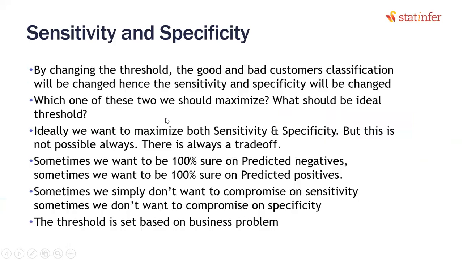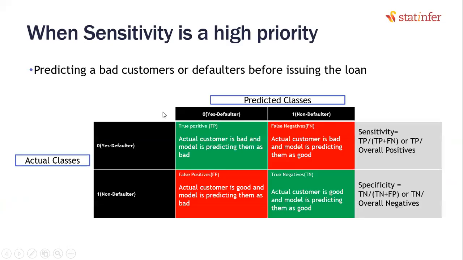It all depends. Let me give you one example. You are predicting whether a customer is a good customer or a bad customer. Let us suppose class 0 is a defaulter, a bad customer. That means you are going to give a loan and your target value is 0 or 1. 0 means bad customer. Let's say 1 means good customer. That is what the definition is. 1 means non-defaulter or good customer.